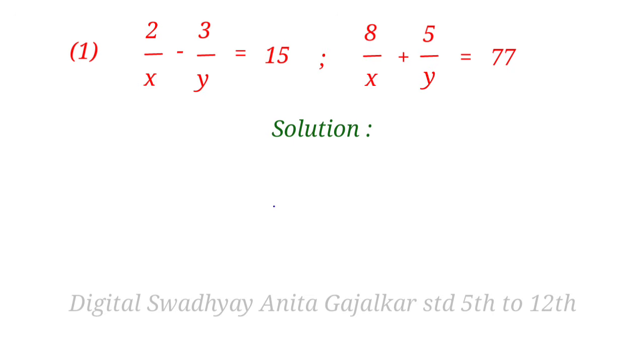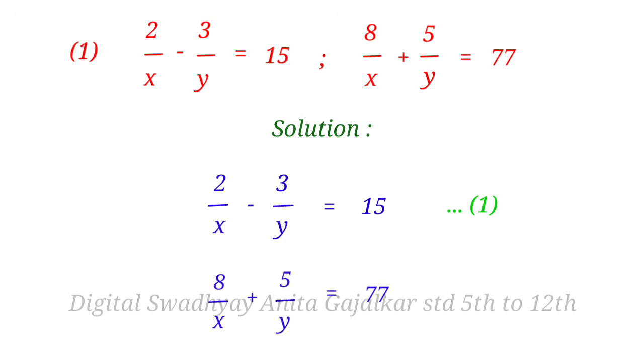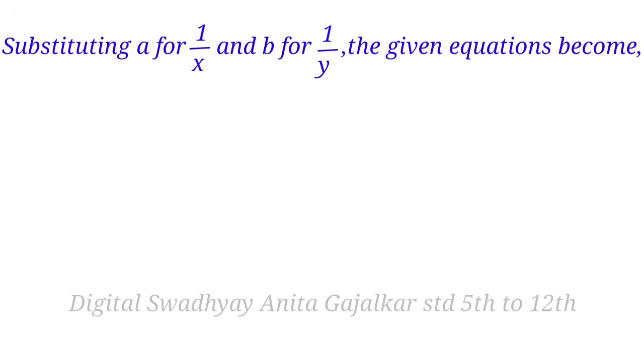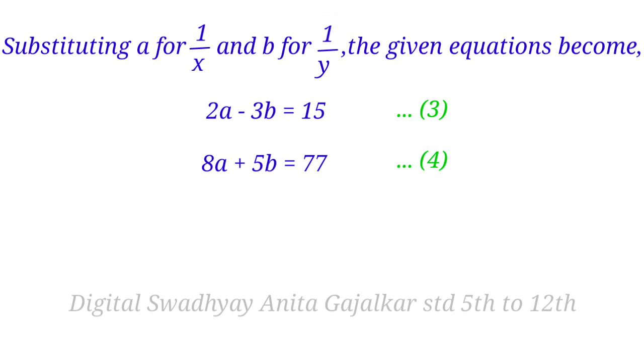Solution: 2 by x minus 3 by y equal to 15, equation first. 8 by x plus 5 by y equal to 77, equation second. Substituting a for 1 by x and b for 1 by y, the given equations become 2a minus 3b equal to 15, equation number 3. 8a plus 5b equal to 77, equation number 4.